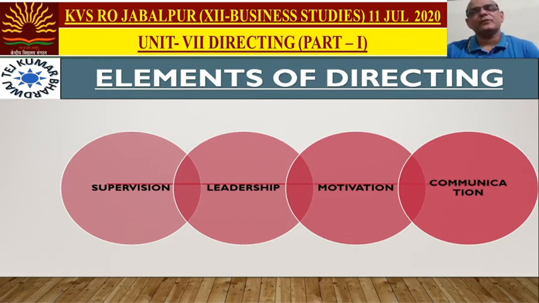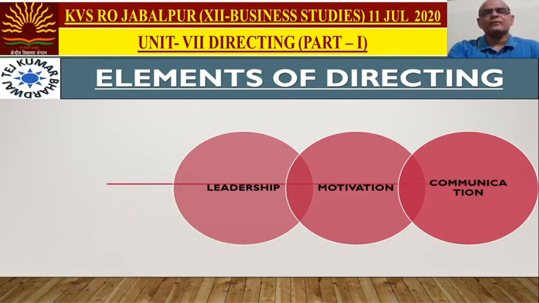Exchange of ideas for mutual understanding and mutual benefits is called communication. So these are the 4 elements of directing: supervision, leadership, motivation and communication. And since last year, this chapter of supervision is no more an element of directing as per CBSE. So if the question is asked in the board exam, what are the elements of directing, you will simply write leadership, motivation and communication.